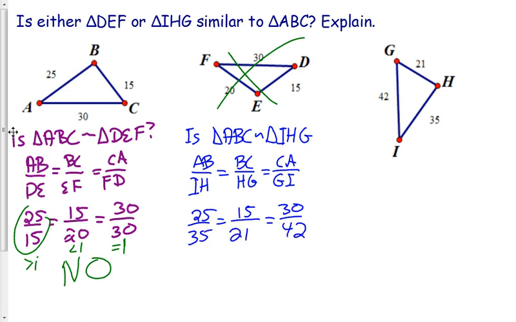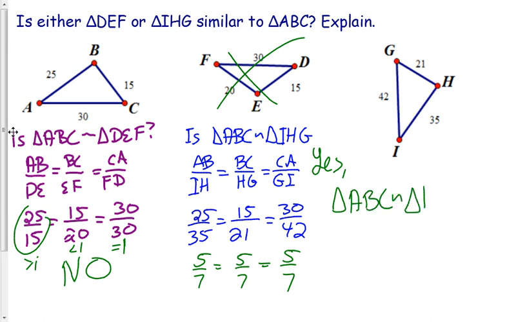Okay, now they all look to be smaller than 1, so however you like to do these, whether you want to reduce all three fractions or do the two cross multiplyings like we did back earlier in the chapter, it is your choice, but I'm going to reduce the fractions, and I get 5/7 in all of them, so yes. Triangle ABC is similar to triangle IHG by side, side, side similarity.